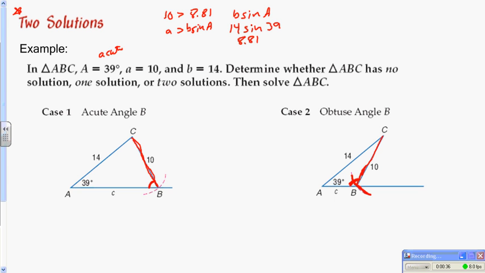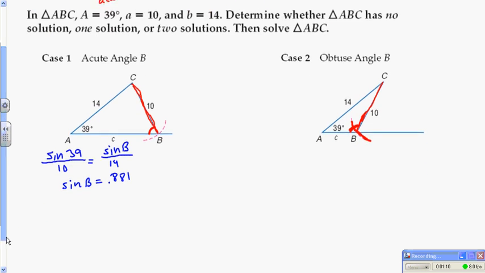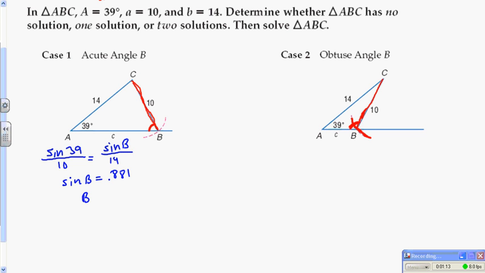Well, we start out with the same idea. Law of sines. So sine of 39, which is angle A, over its opposite side, 10, equals sine B over 14, so we are looking for angle B. Cross multiply that, and we get sine of B equal to 0.881. If you take the sine inverse of that, angle B will be 62 degrees.